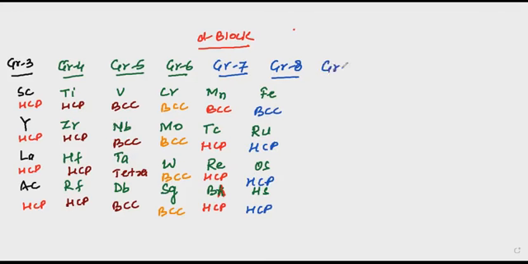After that we come to group 9. This is cobalt, rhodium, iridium, and meitnerium. You must remember that cobalt is HCP. Rhodium is FCC, iridium is FCC, and this is also FCC.